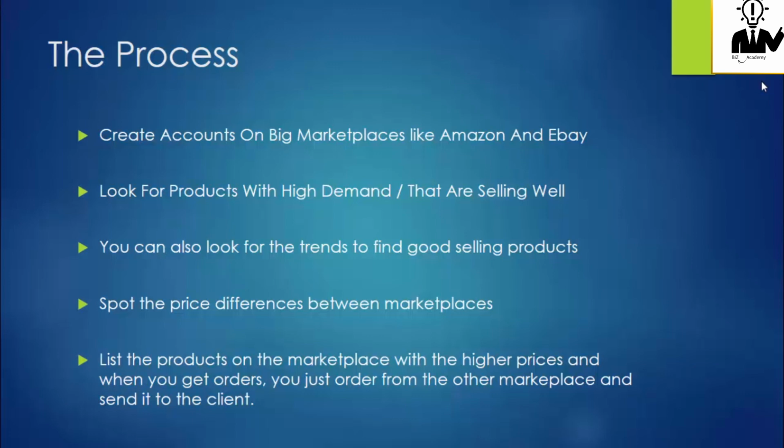For example, the same product on Amazon sells for, let's say, $15, and on eBay it sells for $23. What you can do is list that product that you found on Amazon at $15 on eBay for $22, so that you are below your competition. When somebody buys the product from eBay, you just order it from Amazon and send it to that buyer on eBay, and you earn from the price difference. Actually, you will earn the $7. That will be your profit margin.